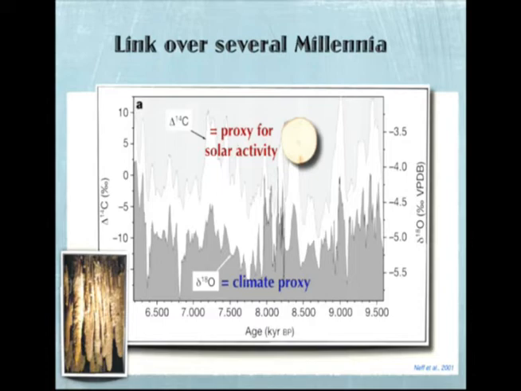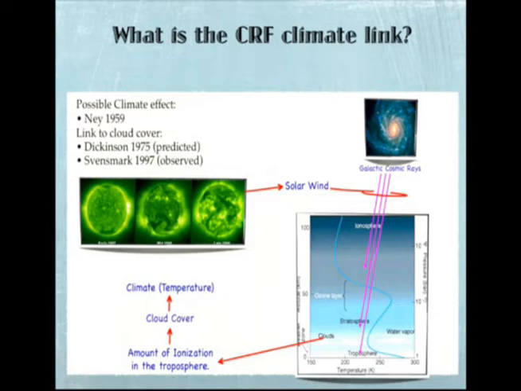Okay, where does this link come from? Well, it turns out it doesn't matter where this link comes from because there is this evidence that the sun affects the climate. But as a scientist, I'm interested and curious to know where this link comes from. And the link comes from this following mechanism. It was realized already in 1959 that the atmospheric ionization changes by a change in solar activity.